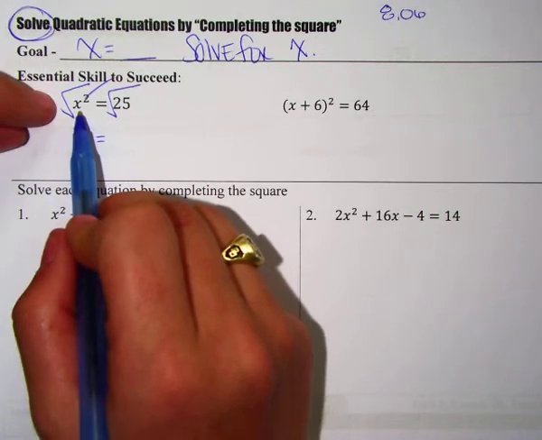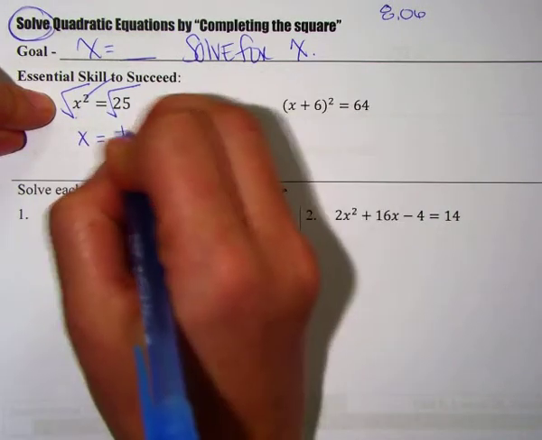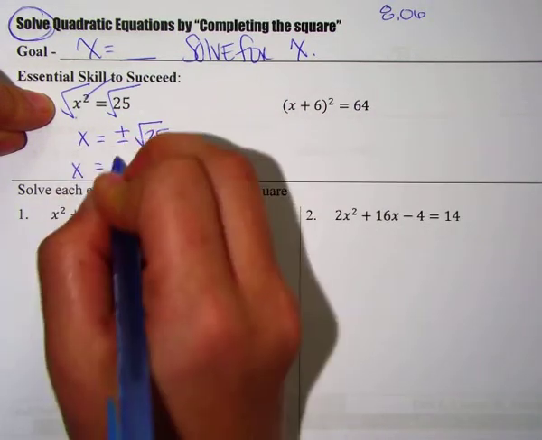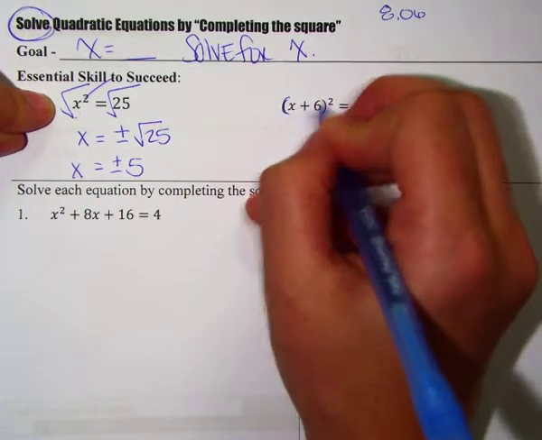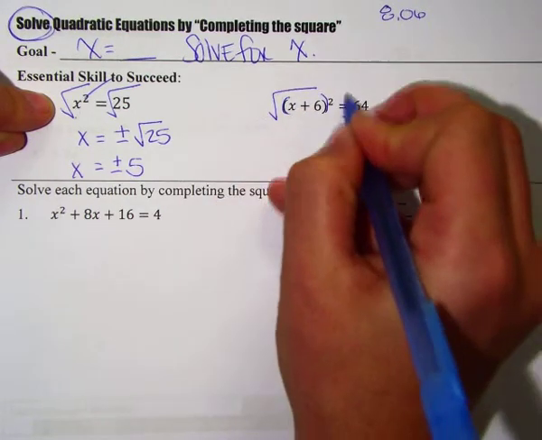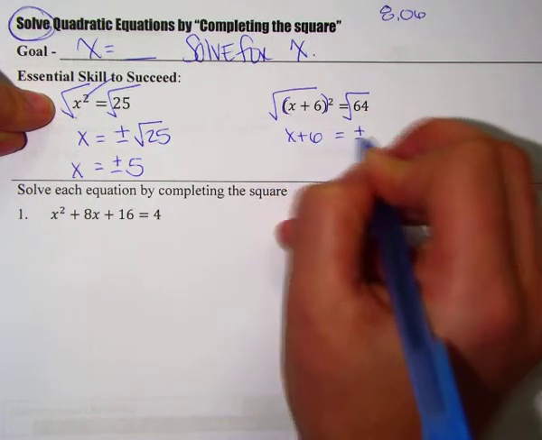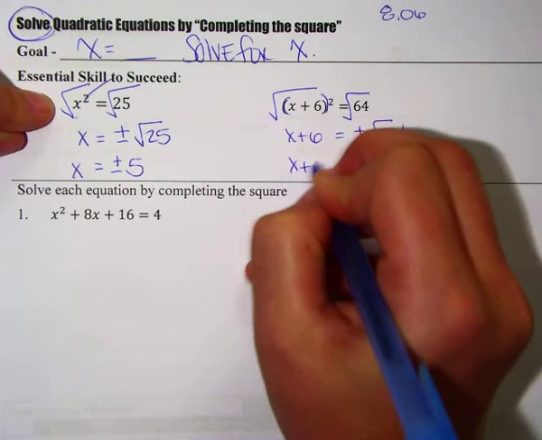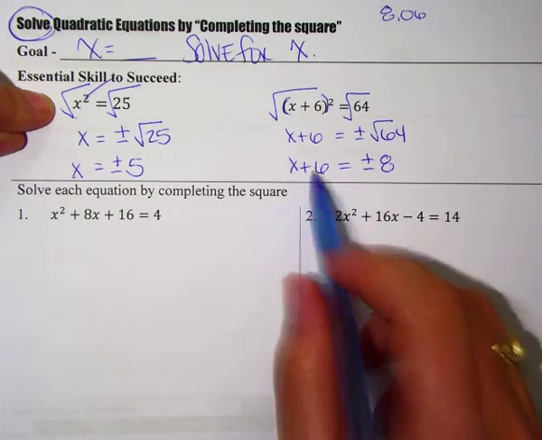However, we actually know that there are two solutions to this, positive 5 and negative 5. So we have to add a plus or minus to the outside of the square root. So x will equal plus or minus 5. Same thing holds true here. This is a perfect square. It's something squared. So we can square root both sides, leaving us with x plus 6 equals plus or minus the square root of 64. We'll leave this as x plus 6 equals plus or minus 8 for now, but we will be actually isolating x.